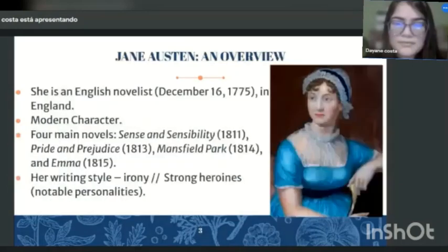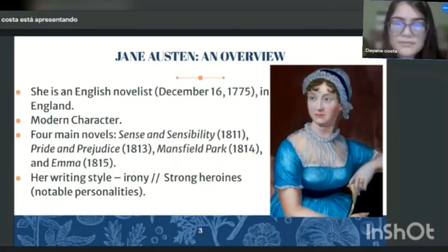Then you see an overview of the author. Jane Austen was an English novelist who was born on December 16, 1775 in England, and she is considered to be the one who gave the novel its modern character. She wrote about ordinary people in everyday life, and she's also known for her four main novels, that is Sense and Sensibility, Pride and Prejudice, Mansfield Park, and Emma.